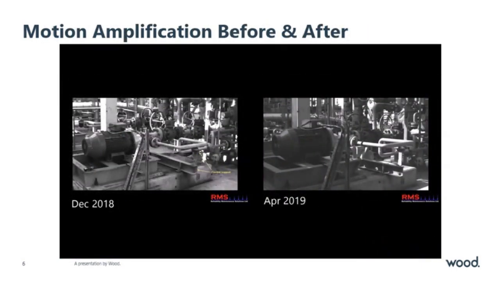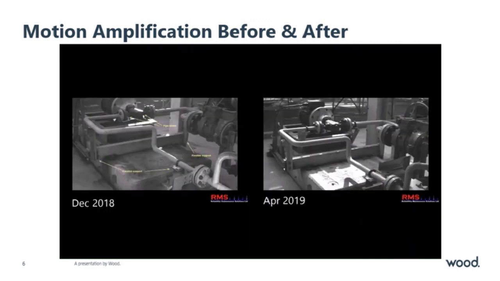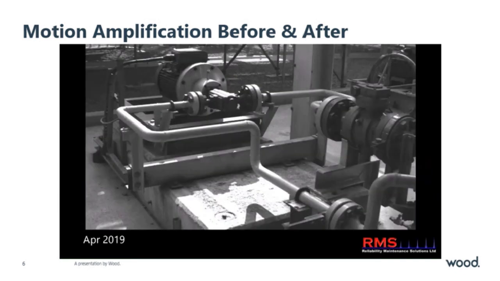In this second video, the same factoring is being used. So it's times 50. So if it was moving 1 micron, it's moving 50 microns in the video. Although the pipework still shows some slight movement, it's been dramatically reduced by some pipe and support redesign. Later, I'm going to go through what prompted the use of the motion amplification study, how it helped, and what the data allowed us to do.